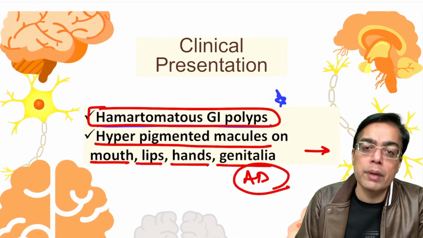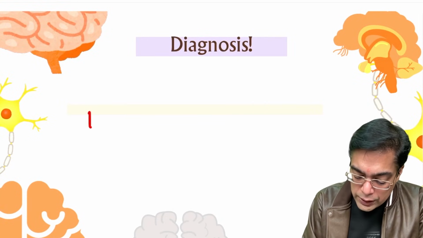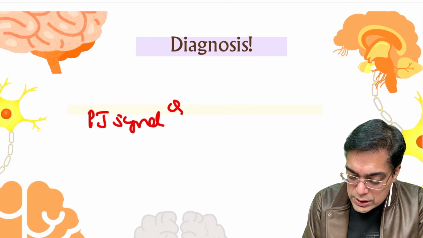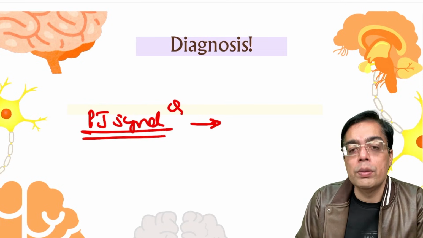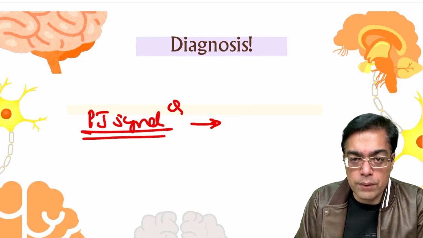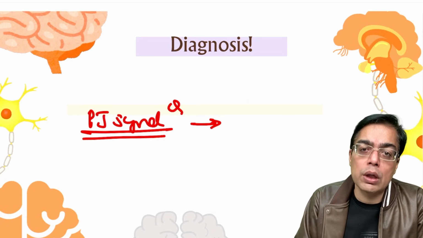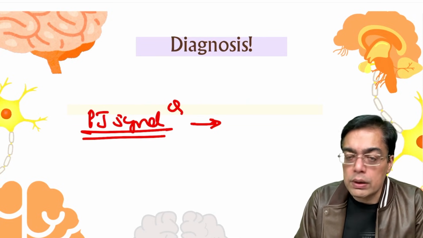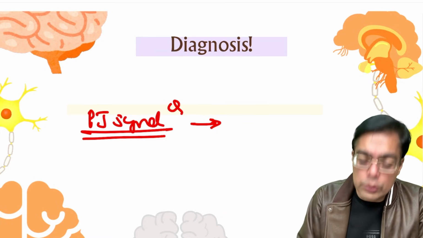Hamartomatous polyp, hyperpigmented macules in the mouth, lips, hands, and genitalia. Yes, we are dealing with a patient who is suffering from a condition called Peutz-Jeghers syndrome. What's the problem in a patient who has Peutz-Jeghers syndrome? My patient is at high risk of development of a bowel obstruction because of intussusception. And more importantly, the patient can also be at high risk of development of different types of cancers, including gonadal cancer, bowel cancer, pancreatic cancer, and breast cancer. All those things are to be remembered.